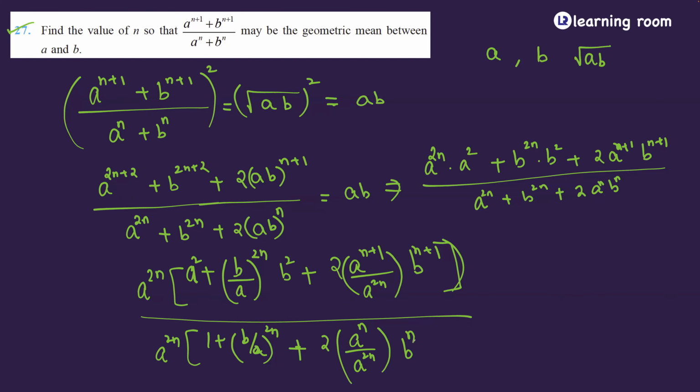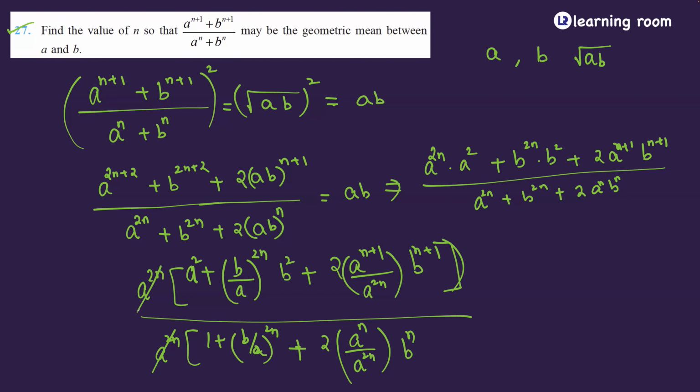Can I write it like this? Which one will not divide? It's the same thing, no? It is a power n into b power n divided by a power 2n. It will not get divided for each term. Okay, so here a power 2n is getting cancelled.